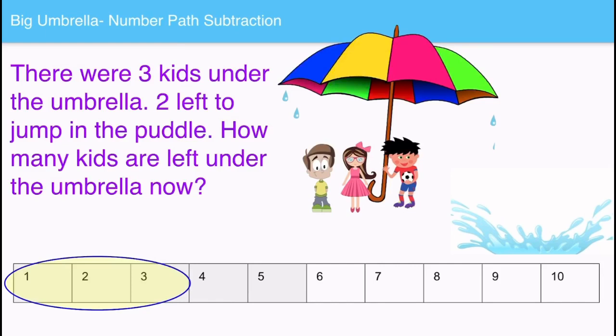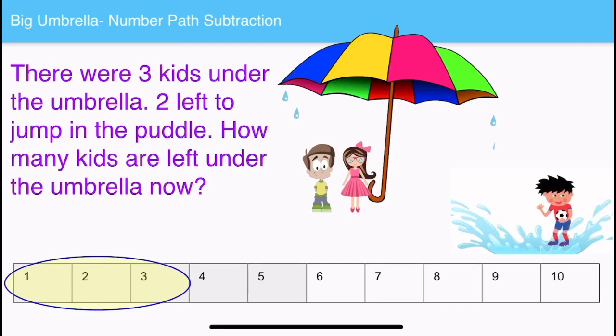Now, our next step is to see how many we are going to be taking away. Let's go look back in the problem. It says 2 left to jump in the puddle. So we need to say bye to 2 kids or 2 counters. So now I want you to take 1 counter and slide to the right while I cross 1 number off my number path. Ready? Slide to the right.